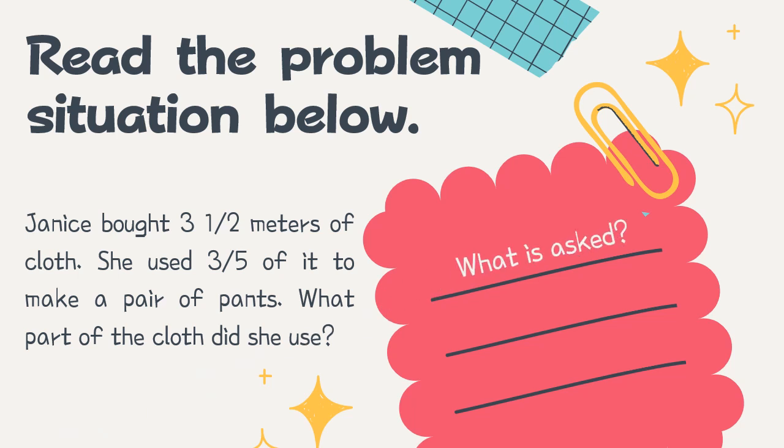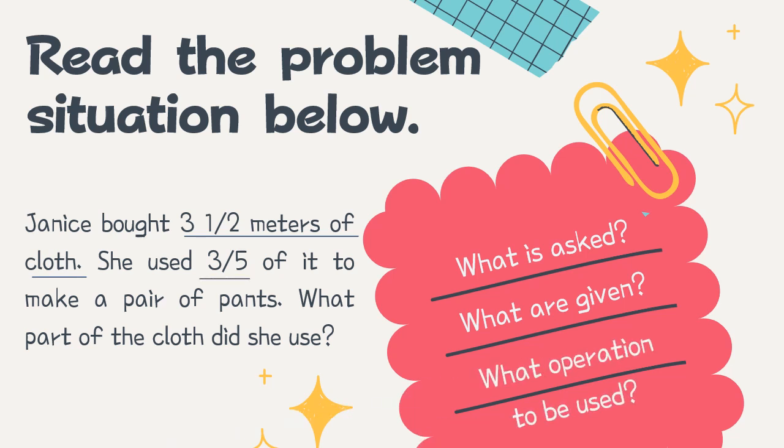What is asked in the problem? Very good. The part of cloth she used to make a pair of pants. What are given? 3 1/2 meters of cloth and 3/5. What operation to be used? Again, we have here 3/5 of it. It represents 3 1/2 meters. So we are going to multiply 3/5 by 3 1/2 meters.